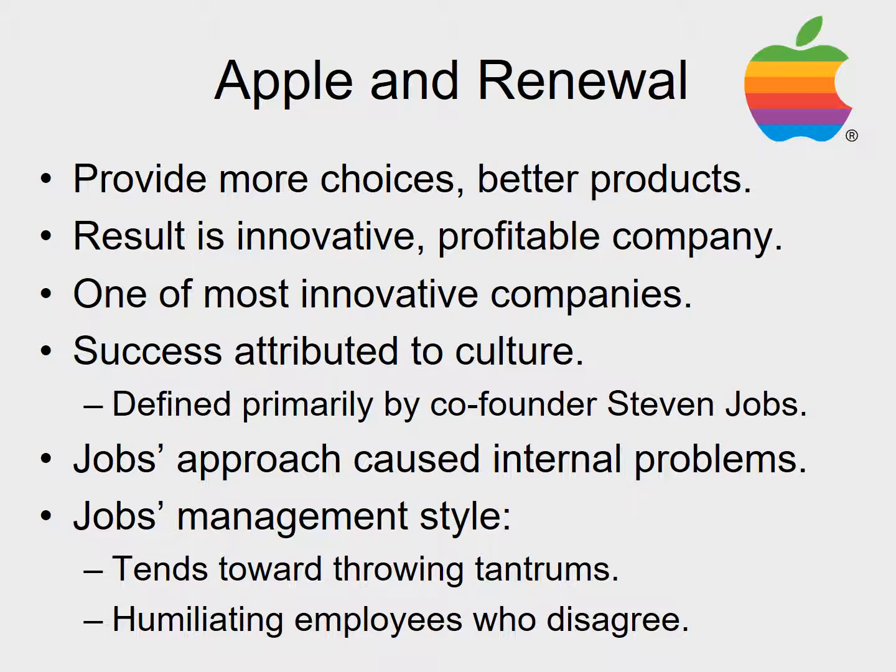Now, Jobs' managerial approach did cause internal problems. His managerial style tended toward throwing tantrums and humiliating employees who disagreed at the top level. This is a good example of how, even in an organization that has this kind of organizational renewal mindset, we do have to monitor the entire process. The top-down modeling of behavior can also have a toxic effect in an organization. So though Jobs is often credited for creating a renewal organization, he himself, in a way, was part of one of the larger problems of the success of that organization internally in how it functioned.